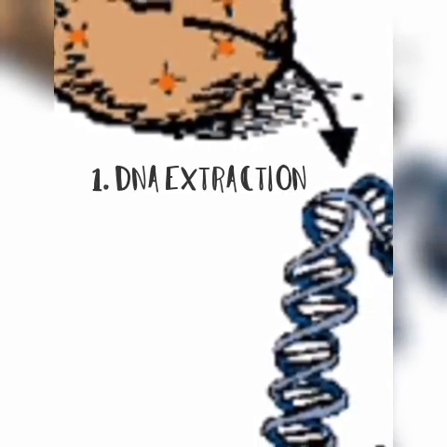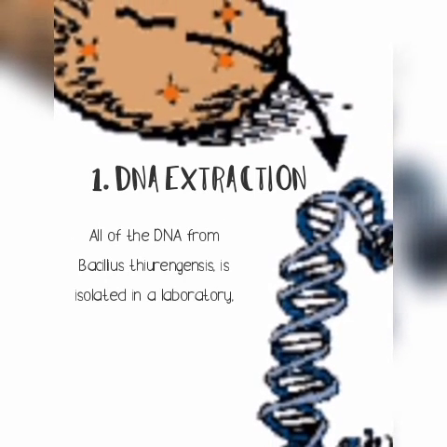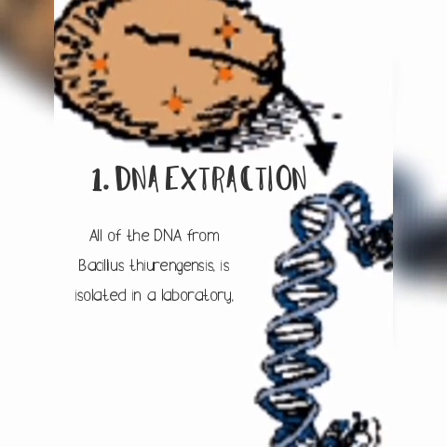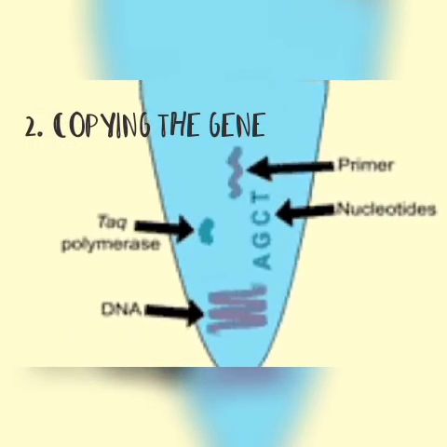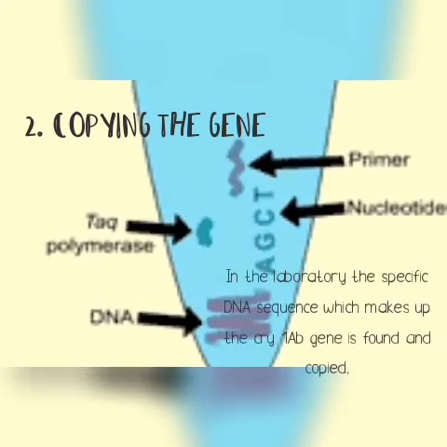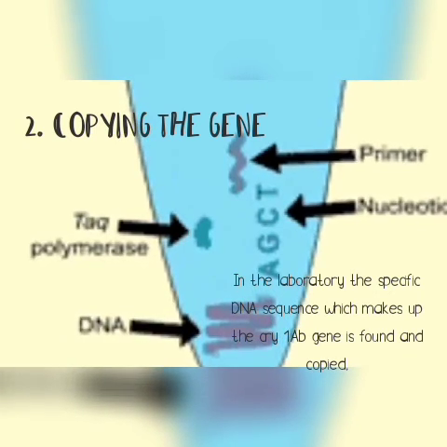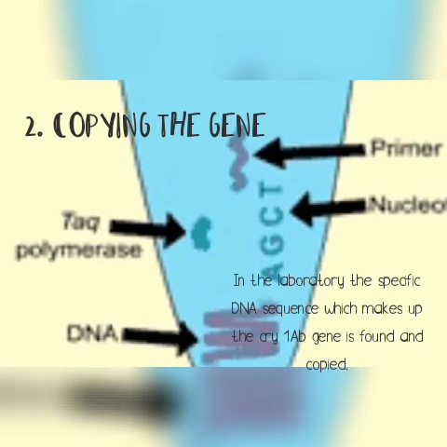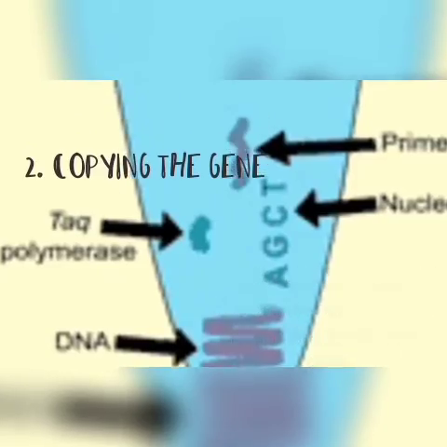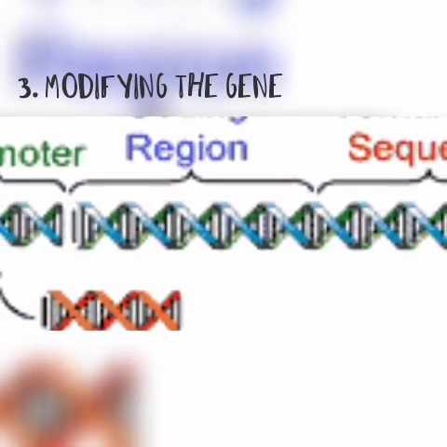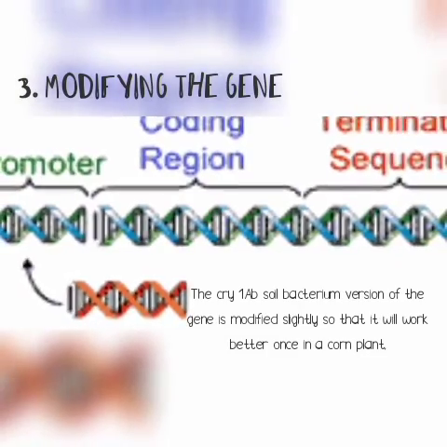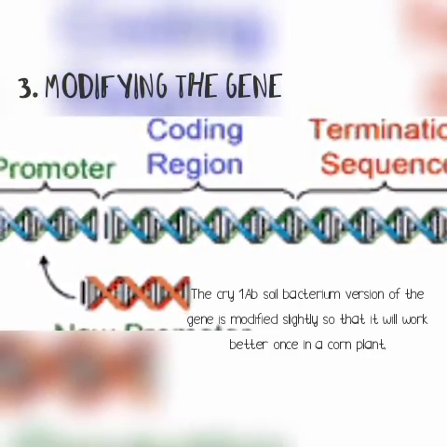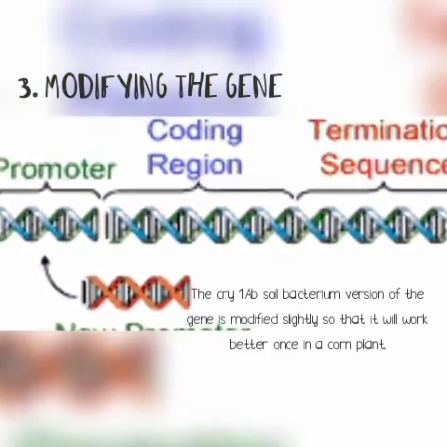Number 1. DNA extraction. All of the DNA from Bacillus thuringiensis is isolated in a laboratory. Number 2. Copying the gene. In the laboratory, the specific DNA sequence which makes up the Cry1a flat gene is found and copied. Number 3. Modifying the gene. The Cry1a flat soil bacterium version of the gene is modified slightly so that it will work better once in a corn plant.